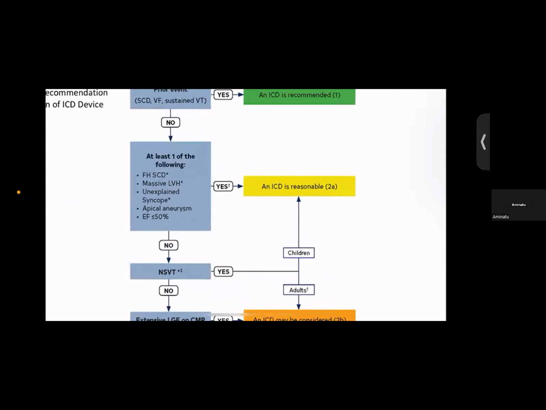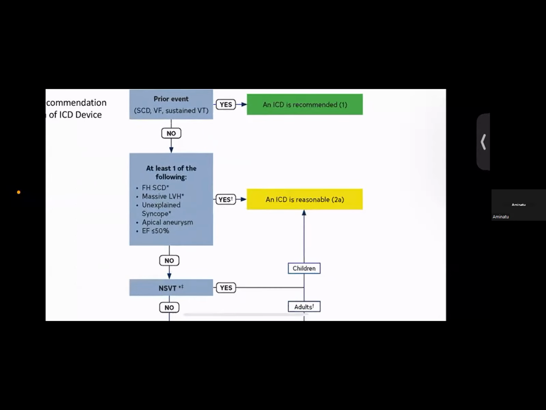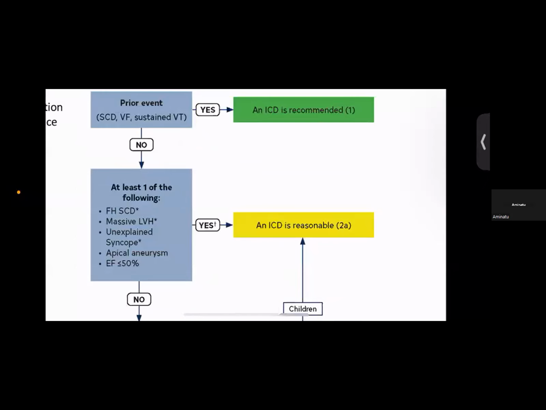So it says that when a patient has a prior event, be it ventricular fibrillation, sustained ventricular tachycardia, or survived a sudden cardiac arrest, if this patient has any of these events, then straight ahead the patient is recommended for ICD. It's a class 1 recommendation.